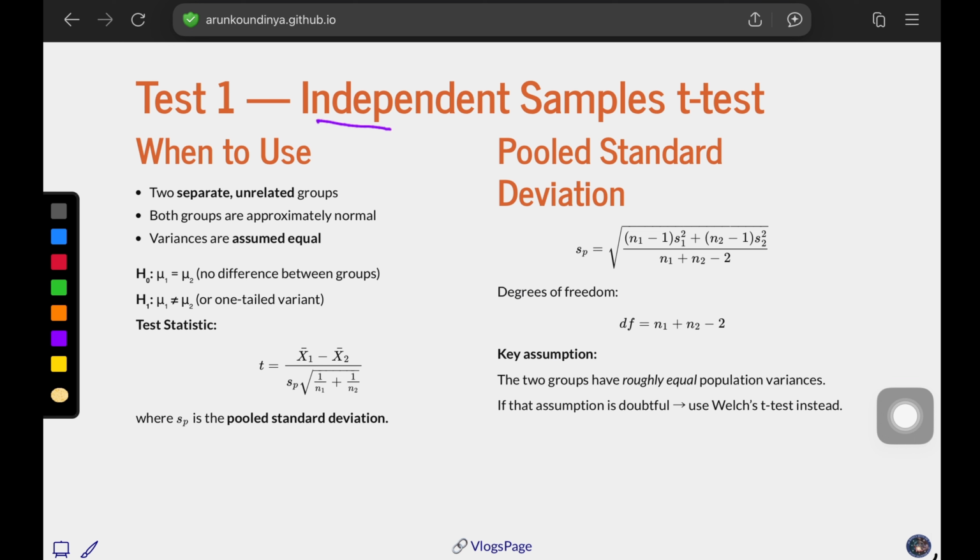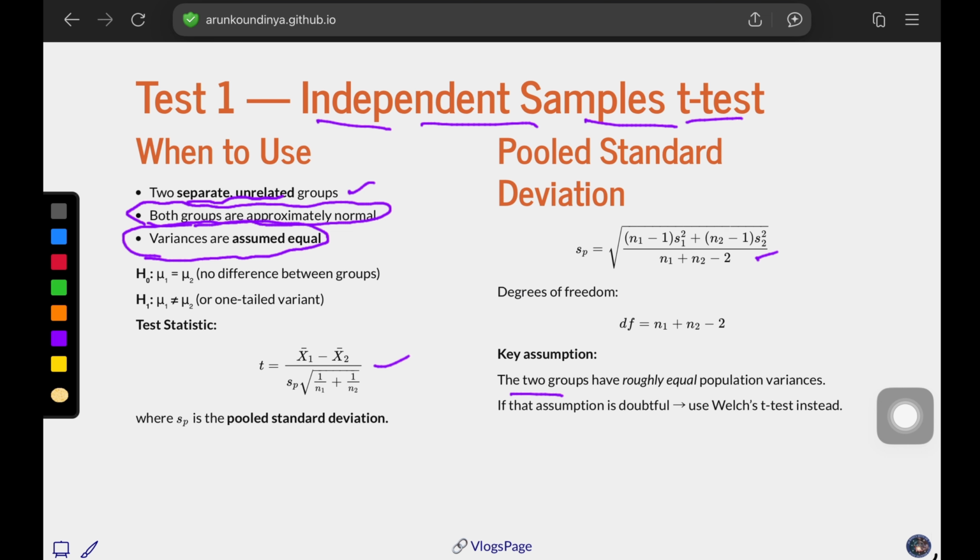One is the independent sample t-test. We use it when the two groups are separate, unrelated groups, both groups are approximately normal, and we assume that the variances are equal. These are simple formulas, but the assumption is that the two groups have roughly equal variances. You use this independent sample t-test.